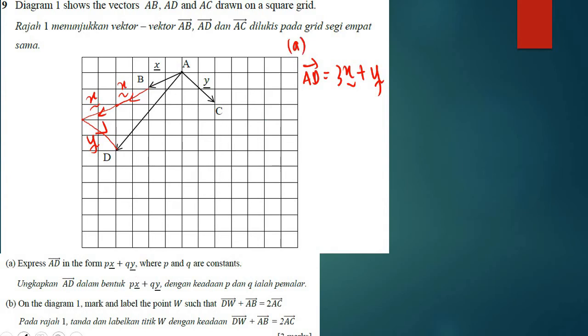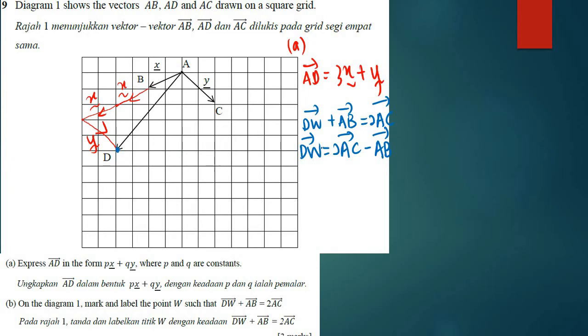Now, how to find B? Use another color. Okay, on the diagram, mark and label the point W such that DW plus AB equals 2AC. Okay, DW is 2AC. We change the vector equation, minus AB. So we have to know where W is. We know that the starting point is D. By using x and y, you have to find where W is.